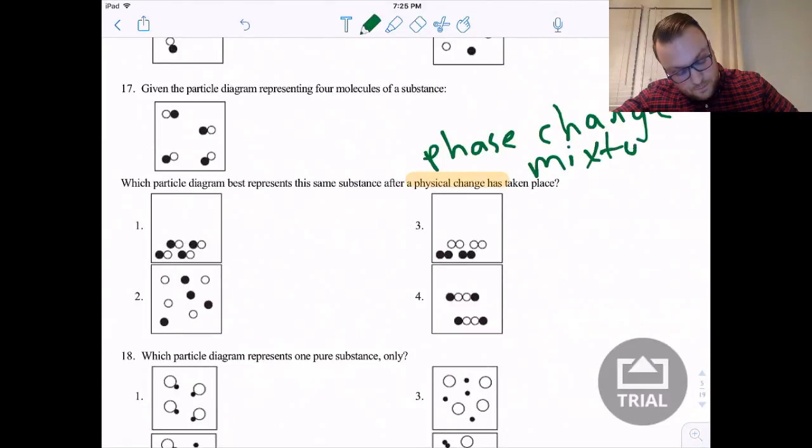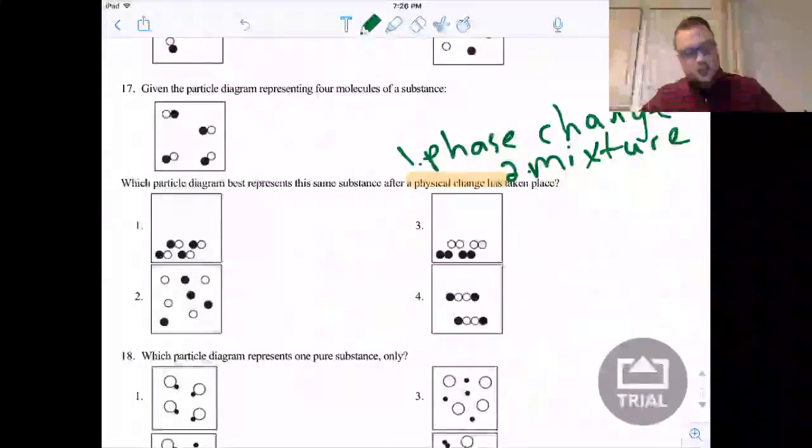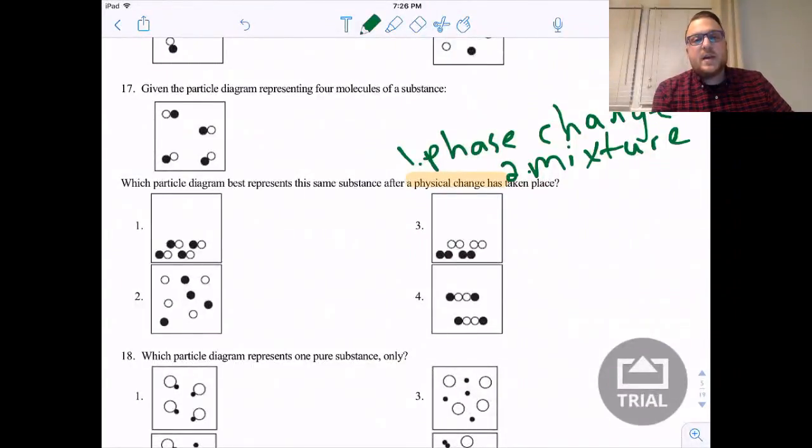So like food coloring in water, that doesn't have a phase change, but you can still separate the two physically. The food coloring doesn't chemically alter the water itself. You can evaporate one of them away because they have different boiling points. So physical change, think of one of two things, a phase change or a mixture. Doesn't matter which. They're both physical changes because they're reversible. I could melt ice and then I could freeze it again. I can mix salt and water and then I can evaporate the water and separate them again. Doesn't matter. A physical change is a change that is reversible and does not alter the substance.